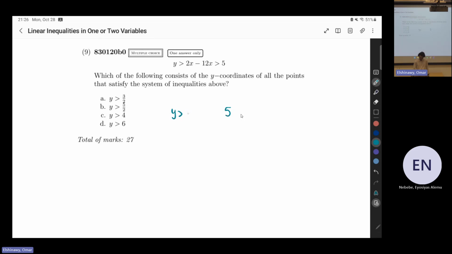Because y is greater than 2x minus 12x, and that is bigger than 5, it doesn't matter. Y is greater than 5, so we don't need x in this situation. It's just a distraction. We only know that y is greater than 5, which means it can't be less than 5. We cannot say it is greater than 4. Yeah, exactly.